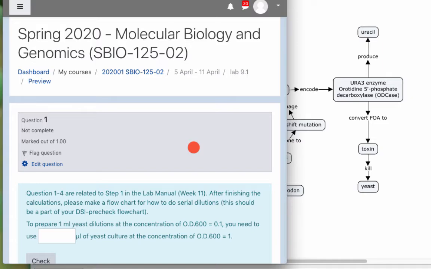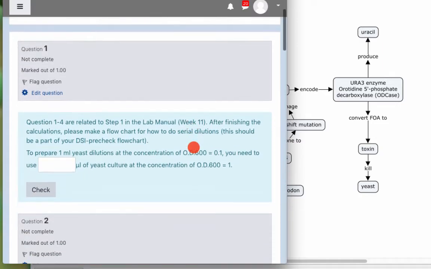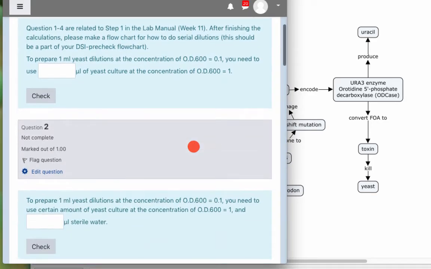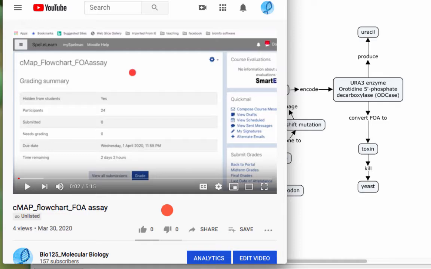This is a pre-lab assignment for the FOA experiment. In questions 1 to 4, you will make the necessary calculations to make the yeast dilutions for plating. An explanation of this is given in the flowchart instruction video. From this video, please go to the 2:20-minute mark.